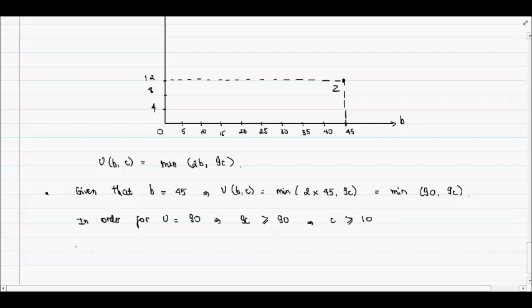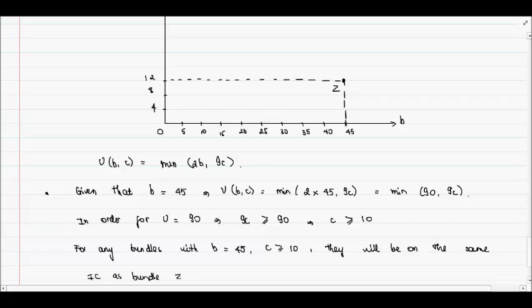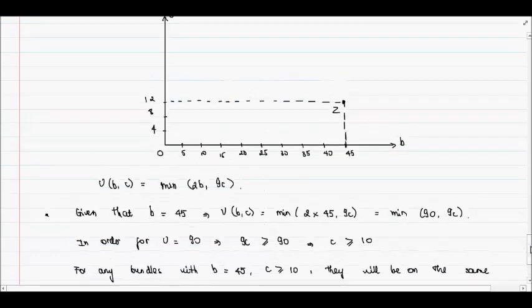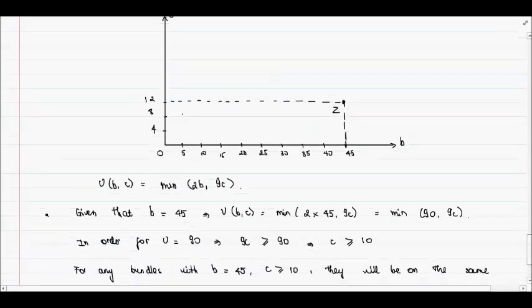So I would say for any bundles with B equal to 45 and C at least 10, they will lie on the same indifferent curve as bundle Z. So we're just going to draw that. I got C anything bigger than or equal to 10. I got 12 over here, so 10 is going to be somewhere in between.